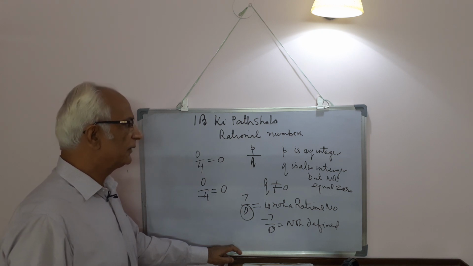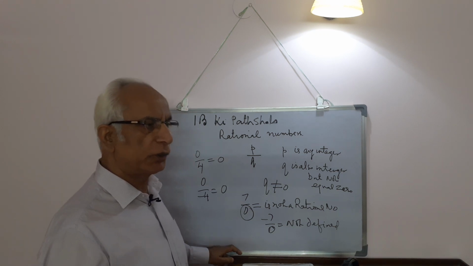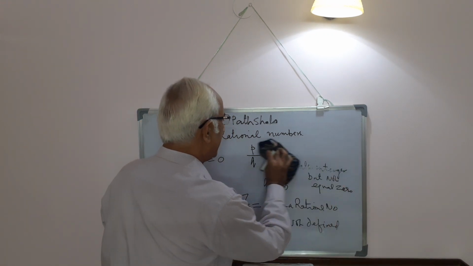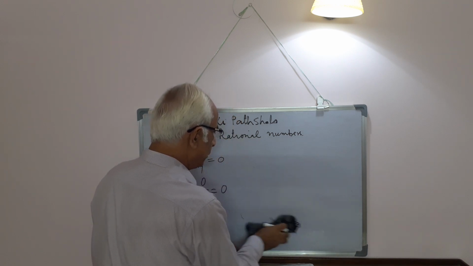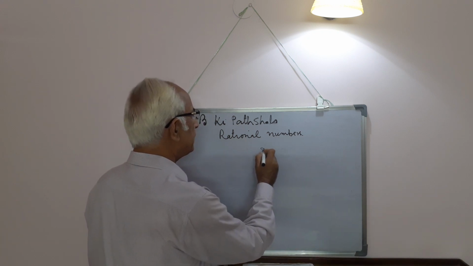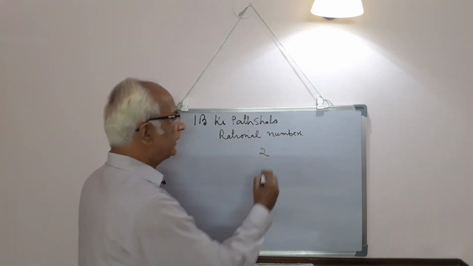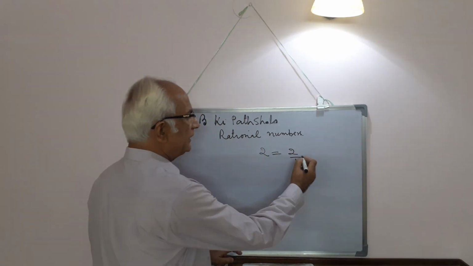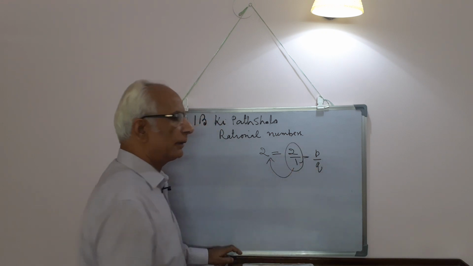Okay? If P is 0, no problem. P is any integer, no problem. Q cannot be 0. Therefore, we understand that any number which can be expressed in the form P upon Q and Q is not equal to 0, that number is a rational number. Now, what about 2? 2 is an integer, it is also a whole number. We can express 2 as 2 upon 1. Now it becomes in the form of P upon Q. So this is a rational number, so 2 is also a rational number.